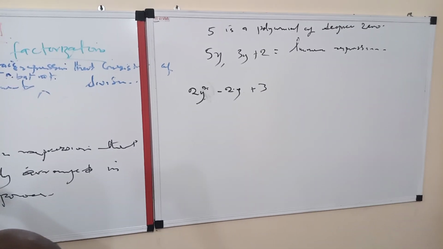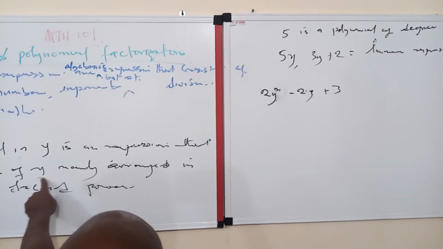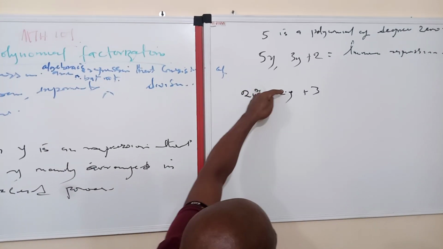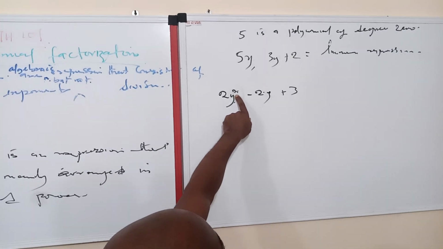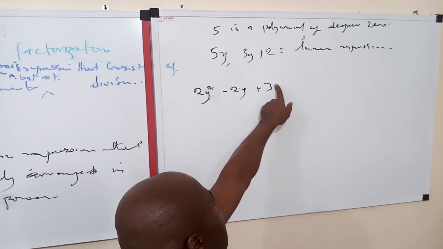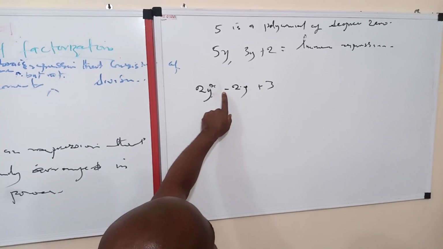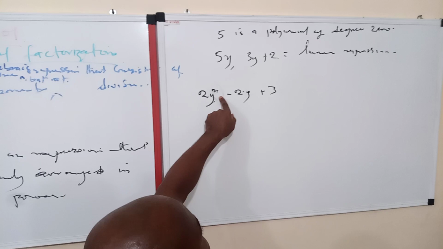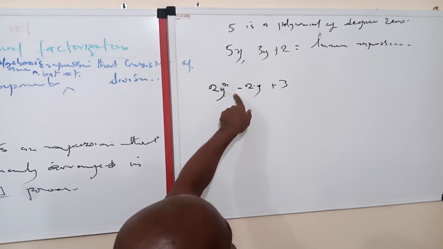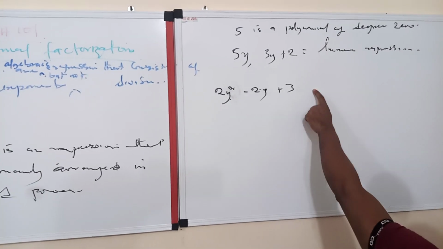A particular polynomial in a particular variable, say y, is an expression that involves powers in y, mainly in ascending or descending power. So you can see that this is in descending power, where the highest power here is 2, here is 1, here is 0, and anything raised to the power 0 is 1. And this kind of polynomial, the degree of it is named after the highest power. So the degree here is 2. This is of degree 2.